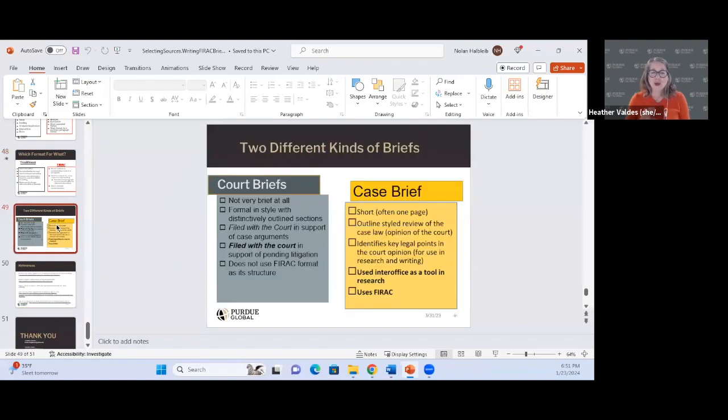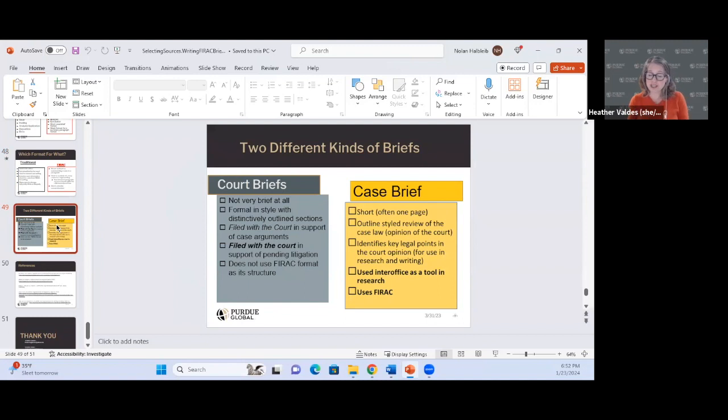Yes. There are two different kinds of briefs. I wanted to take a moment and distinguish this. Tonight, we've talked about a case brief, that summary of a court's opinion that we use interoffice as a research tool in creating our arguments and crafting our analysis.